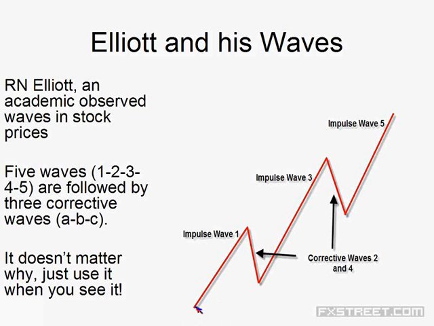What have we got? We've got impulse wave 1, and then there's a corrective wave. Then we get another sharp wave moving on up, impulse wave 3, and then there's a corrective wave, which is going to be wave 4, and then finally the whole thing comes to an end with wave 5. Now, just put a comment down here at the bottom left. It doesn't matter why, just use it when you see it.